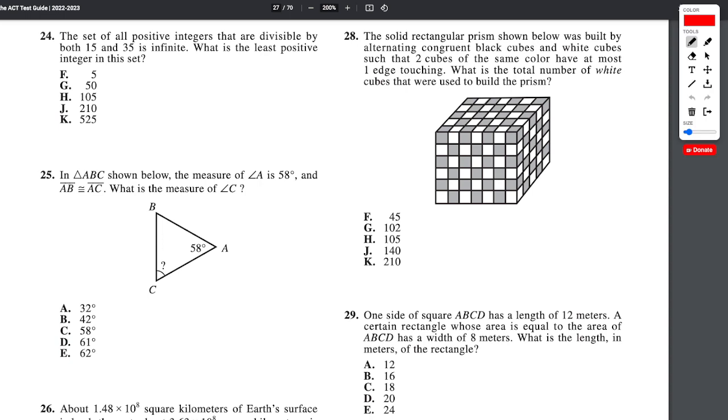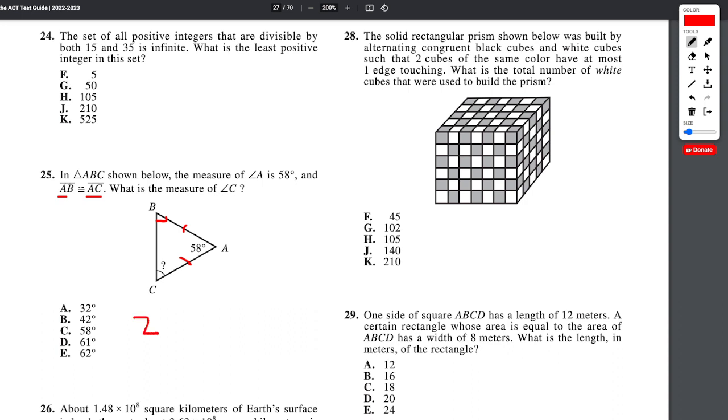25. You have a triangle right here. What is the measure of angle C? And I think it says that angle A is 58 degrees and line AB is congruent to AC. So this line AB and this line. And sides correspond with angles, this side with this angle, this side with this angle. So C and B have the same measurement.